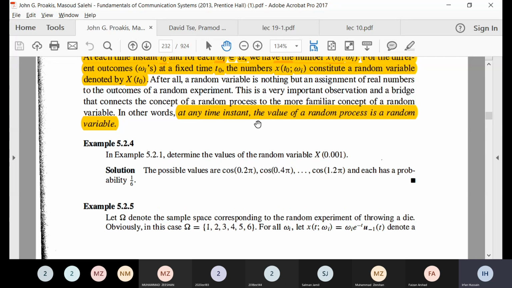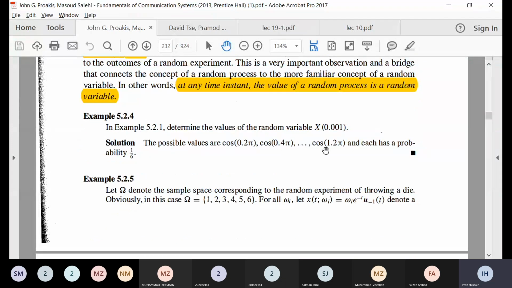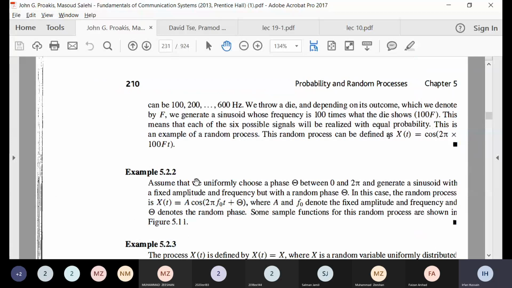So if you fix a random process at some time, then it will become a random variable. And we saw this random variable in the last lecture, where we fixed time, and time was 1 over 1000. So if you put this value of 0.001, or 1 over 1000, in example 5.2.1, in this example t is equal to 1 over 1000, this will become 0.2 pi f.